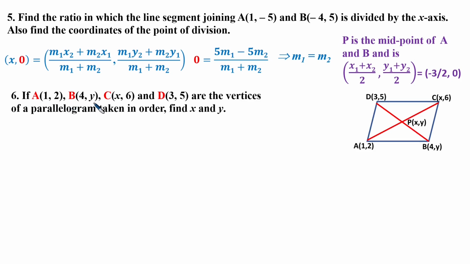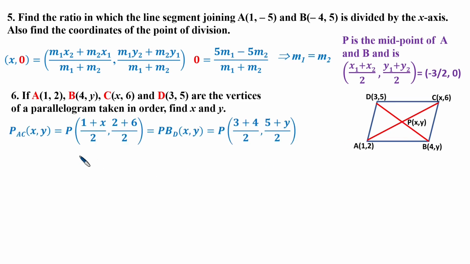Okay, now 6. If A, B, C and D are vertices, here the values x and y are not given, so we have to find the values of x and y. They are the vertices of a parallelogram taken in order, that is A, B, C and D cyclically. We have to find what x is and what y is. It is very simple to find. I know the midpoint from A to C: (x plus 1) divided by 2 comma (6 plus 2) divided by 2. So I get this for AC, and similarly for B and D, and both points are the same, so you can equate them. Here what I have done is P of AC, this B is a subscript, a mistake here. So now I get this point also.